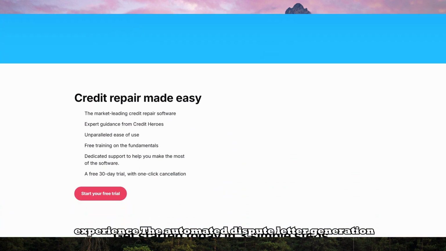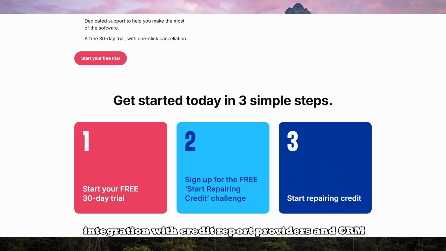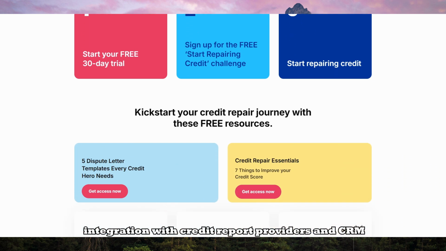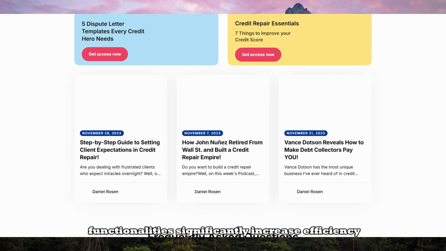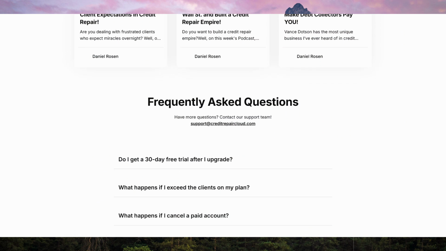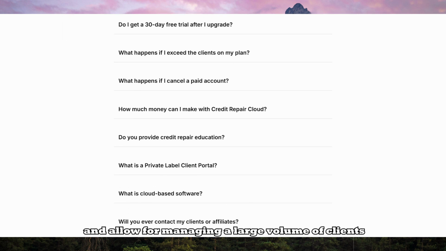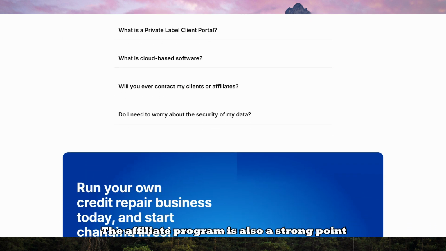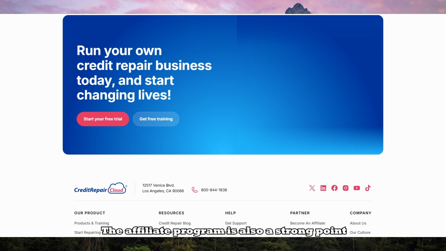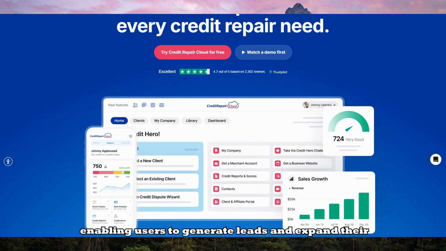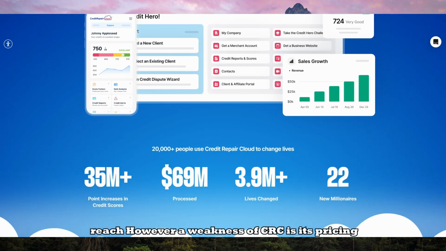The automated dispute letter generation, integration with credit report providers, and CRM functionalities significantly increase efficiency and allow for managing a large volume of clients. The affiliate program is also a strong point, enabling users to generate leads and expand their reach.